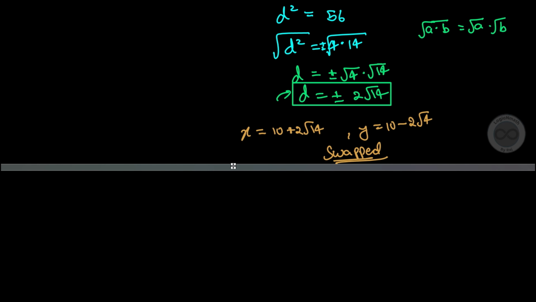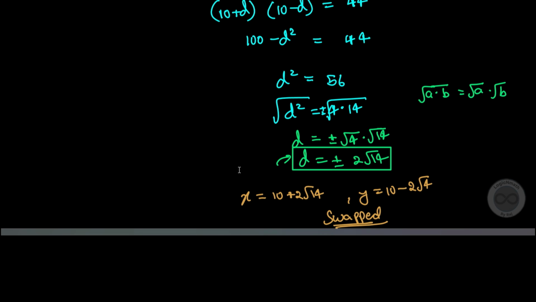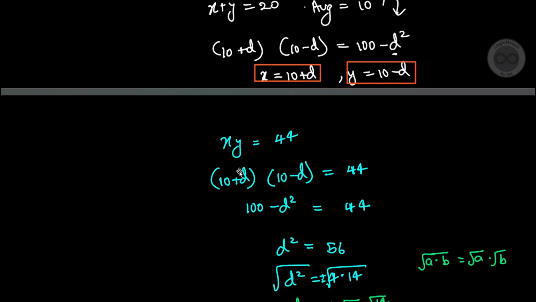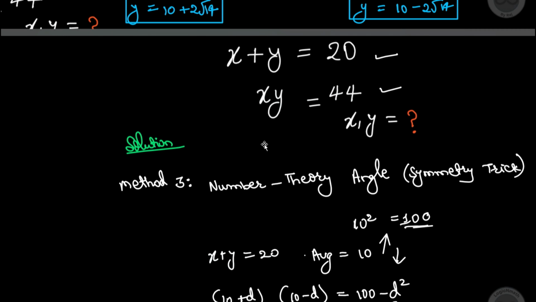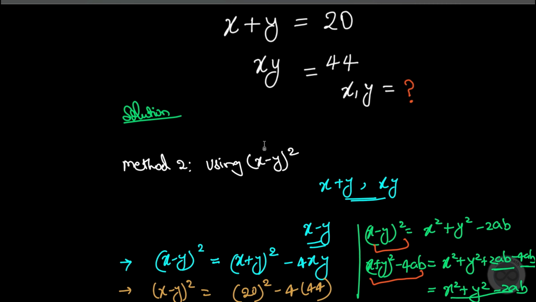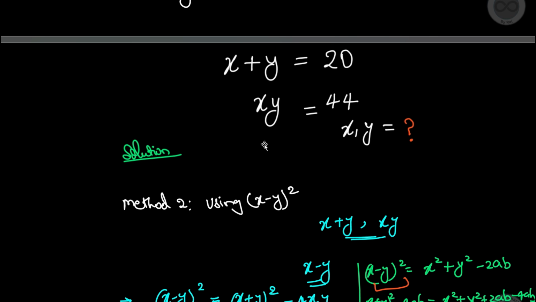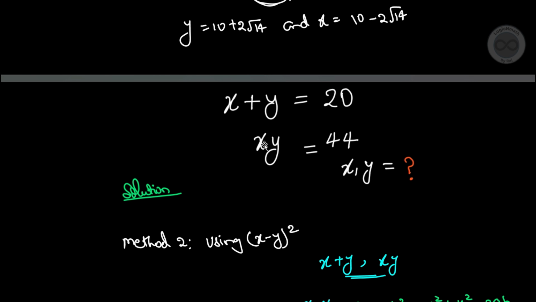Now why do Olympiad students love this method? Because here no quadratic equation needs to be solved, no discriminant, no substitution, just symmetry plus one equation. And that's how you solve it the smart way. The normal method works, but the symmetry trick is what Olympiad students rely on.